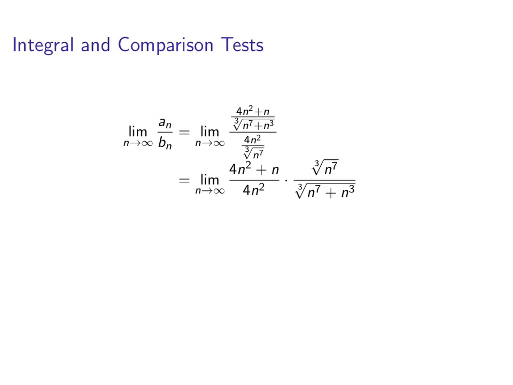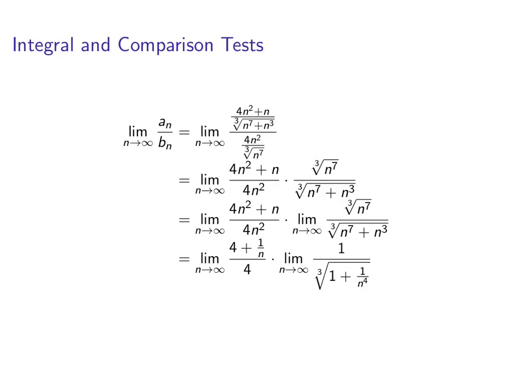Now we clean this up so that we end up with the limit as n goes to infinity of (4n squared plus n) over 4n squared, times the cube root of n to the 7th over the cube root of (n to the 7th plus n cubed). We have a limit of a product. This is the same thing as the product of the limits, provided that both limits exist, and in this case they will.